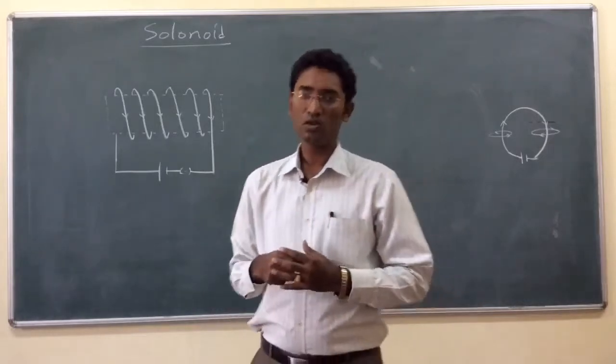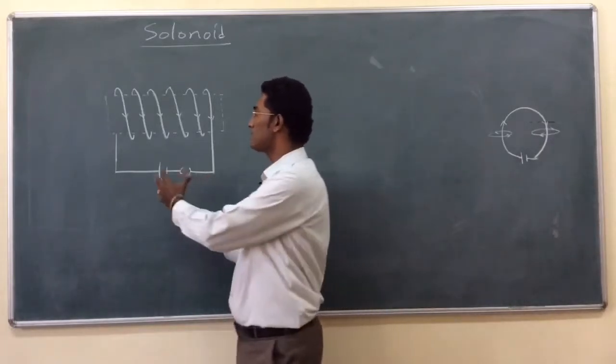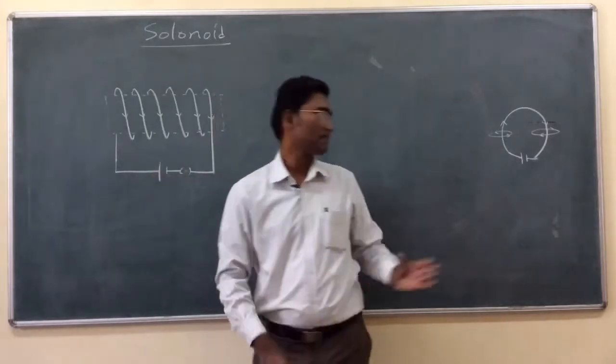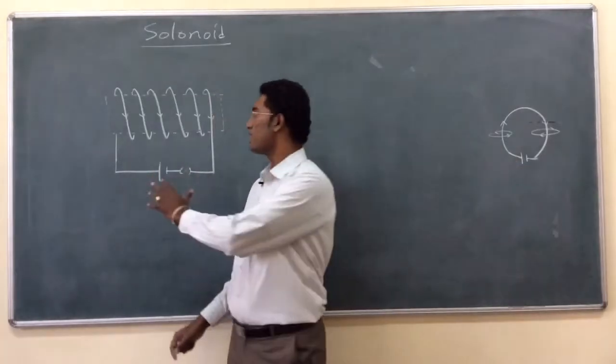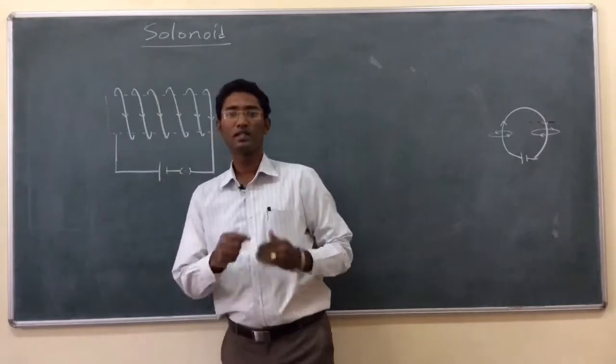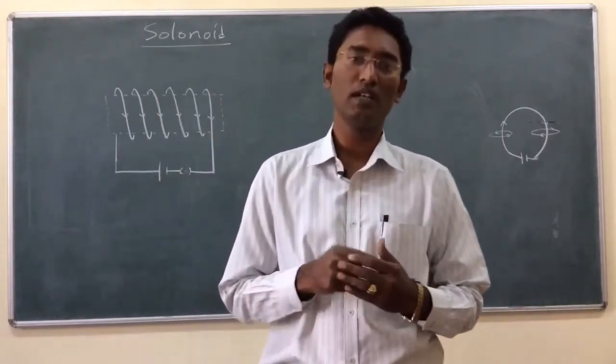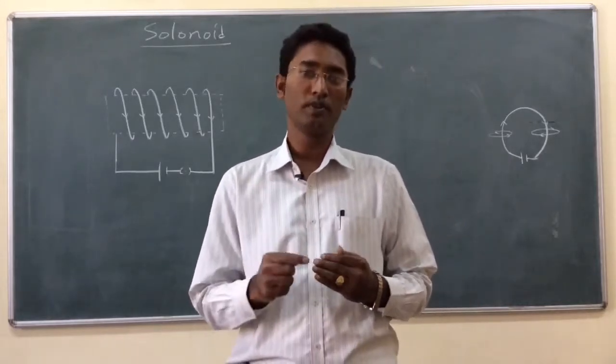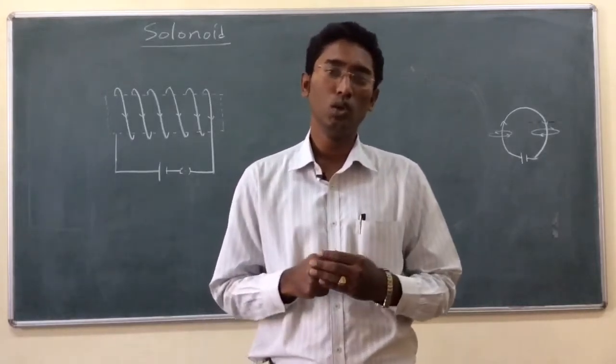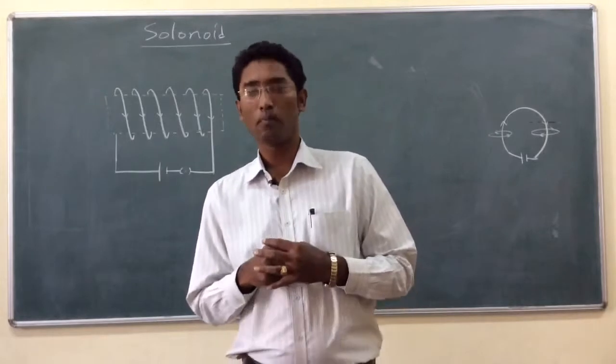So what is a solenoid? A solenoid also consists of a large number of loops. This is a single loop. A solenoid consists of a large number of turns of wire in the form of a loop, or a collection of a large number of loops made up of insulated copper wire.